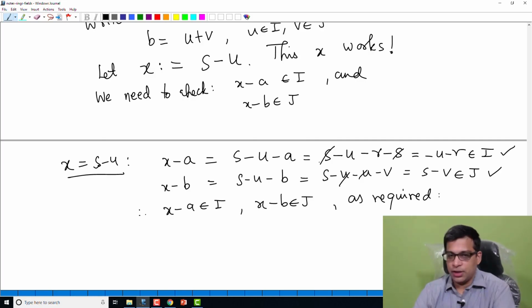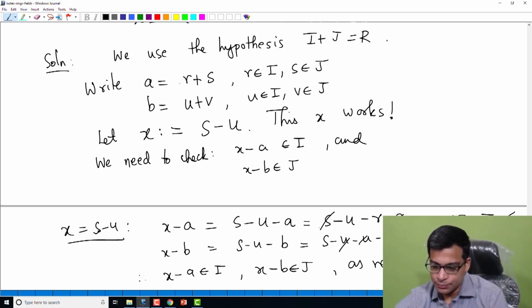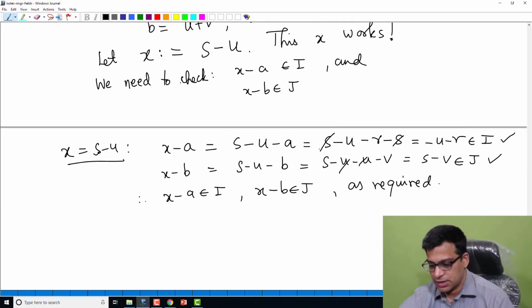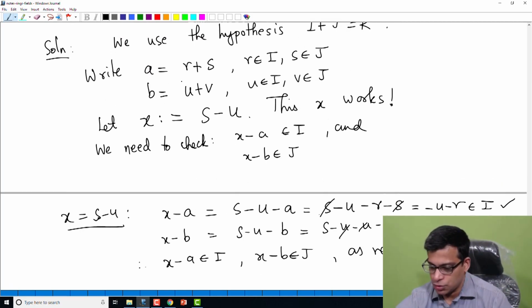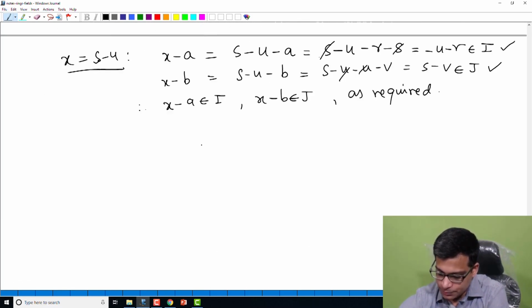Okay, so this may seem like, how did I think of x to be this? But that is just by playing with the required conditions. It's not difficult to see that x equal to S minus U works. So this is the Chinese remainder theorem. So the solution is complete. You may have seen the Chinese remainder theorem in the case of integers. So this is the generalization of that to arbitrary rings.